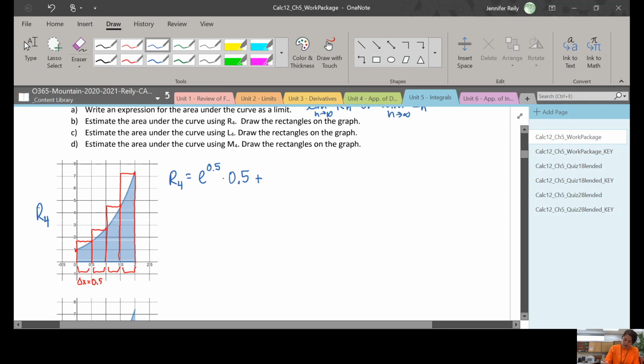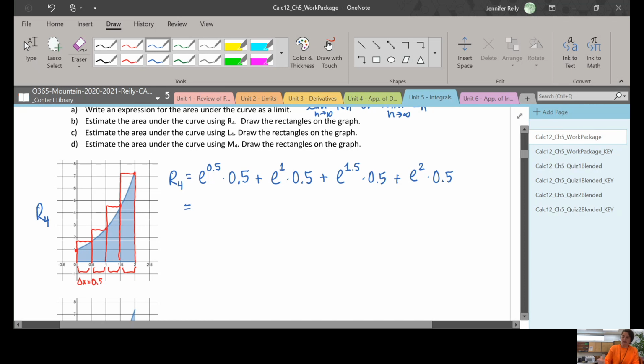The height of the second one is e to the power of 1, and then the width of every rectangle is 0.5, so we'll just write 0.5. The next one is e to the 1.5. The width is 0.5. And the last one, the height is e to the power of 2.